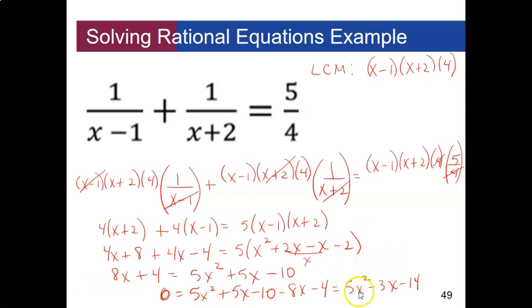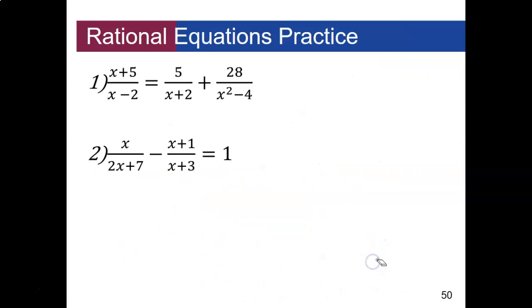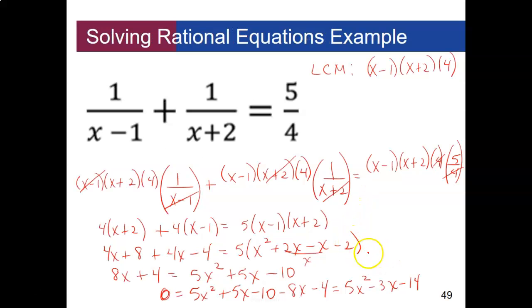Okay, the last thing we need to do is to solve this, and this actually does factor, but if you don't recognize it, then go ahead and do the quadratic formula. It factors to be 5x plus 7 and x minus 2. So our solutions are going to be, I'm running out of space here, so I'm just kind of working backwards. We'll have x equals -7/5 and x equals 2. Setting each of these equal to 0 and solving gives me these solutions here.